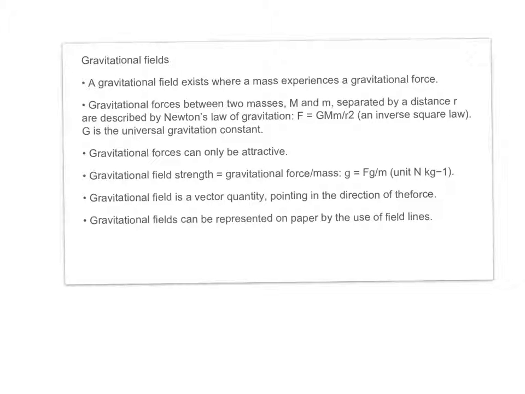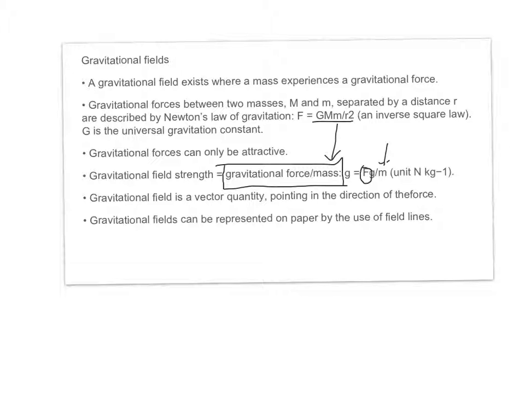It's important to note that gravitational forces can only be attractive. Unlike other forces involved in other fields, for example, like the electric field, which we'll come to later. The definition of gravitational field strength. By definition, gravitational field strength is the gravitational force per unit mass. Now by mass, we mean the mass of the object. So we find the gravitational field by dividing the gravitational force, represented here, by the mass of the object in the field.